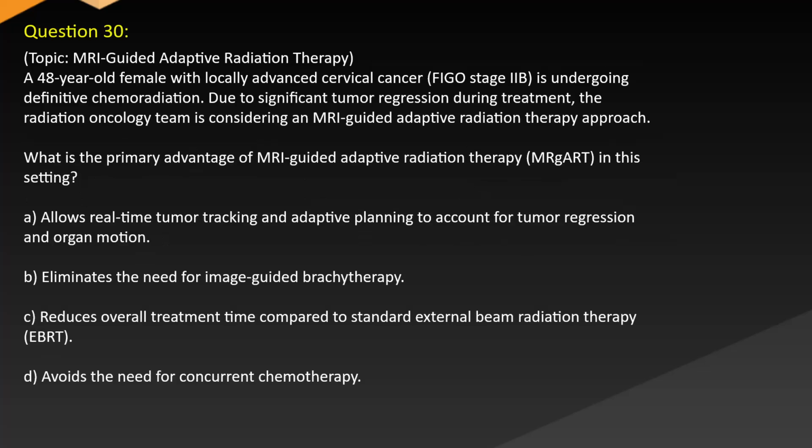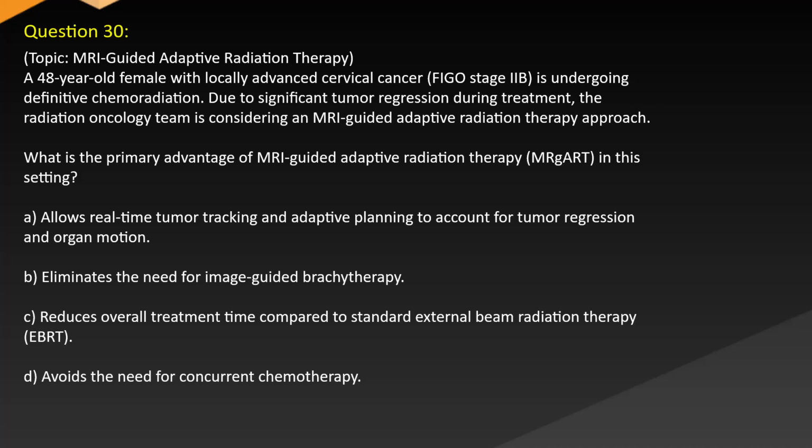Question 30. Topic: MRI-guided adaptive radiation therapy. A 48-year-old female with locally advanced cervical cancer, FIGO stage IB, is undergoing definitive chemoradiation. Due to significant tumor regression during treatment, the radiation oncology team is considering an MRI-guided adaptive radiation therapy approach. What is the primary advantage of MRI-guided adaptive radiation therapy, MRgART, in this setting?